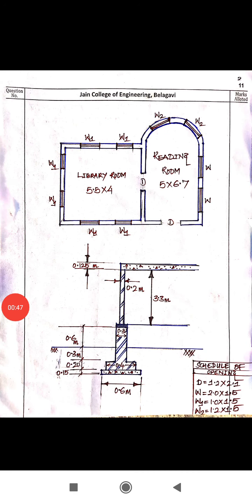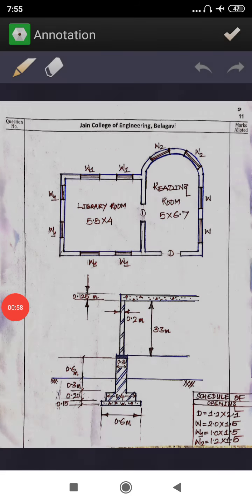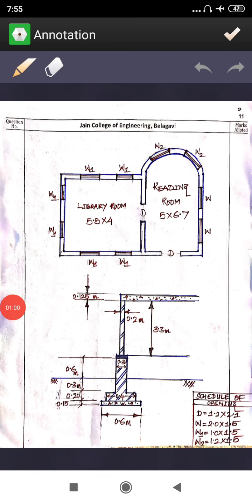This is the plan. It is a library building. Two rooms are there. One is a reading room, another one is library room. Now here you can see you are having a semicircular portion. Only that much is different; the remaining things are quite common and quite easy to solve.